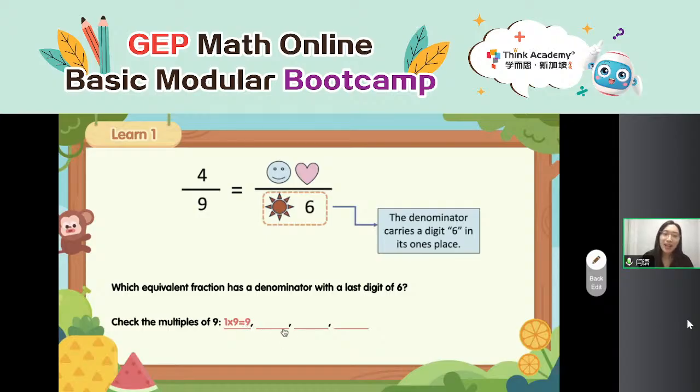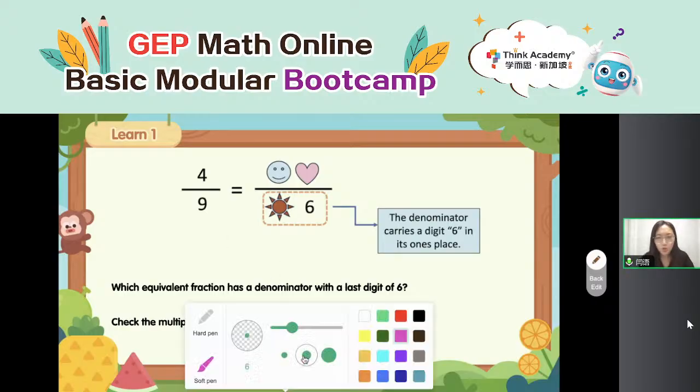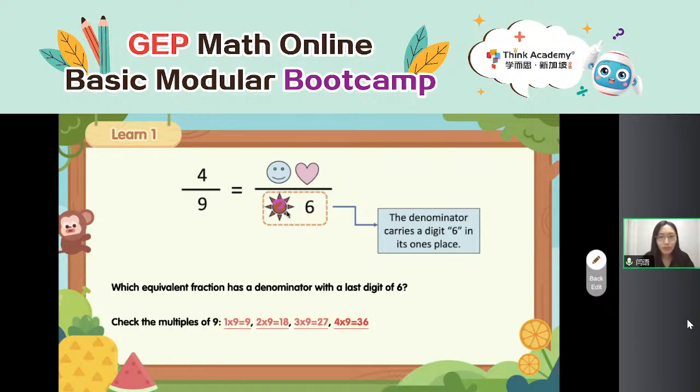Like 1 times 9, that is 9. 2 times 9, that is 18. 3 times 9, that is 27. 4 times 9, that is 36. Ooh, so lucky, right? 36 ends with a digit 6. So following this, think about it. From 9 to 36, what should we do? Okay, let me write down 3 here. From 9 to 36, what should we do?